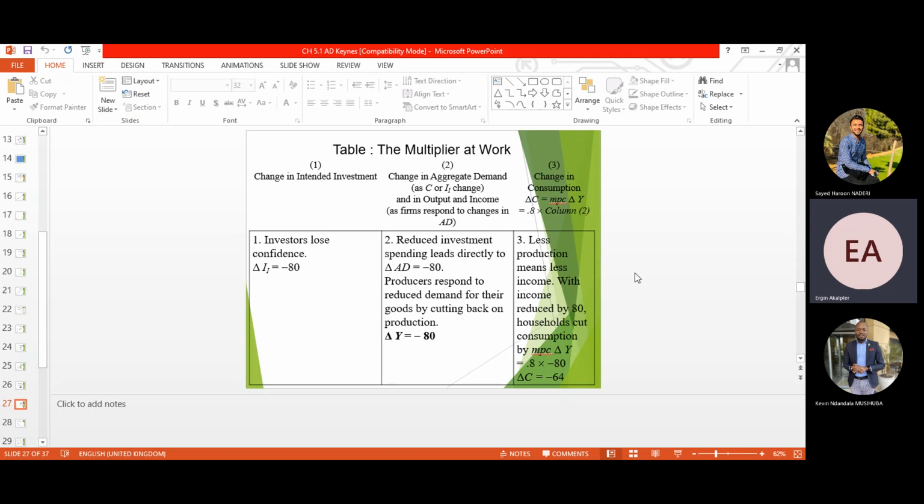The investors lose confidence because investment is minus 80, it is reduced. Because of this delta, or differentiation of the reduction of the investment, producers respond to the reduced demand for their goods by cutting back on production by approximately minus 80 units. Production means less income. With income reduced by 80, households cut consumption because the marginal propensity to consume is also reduced.